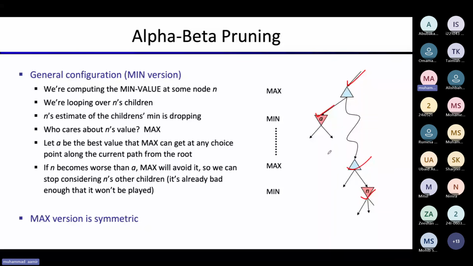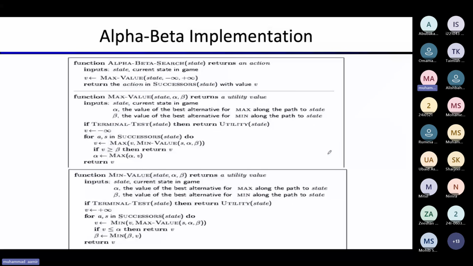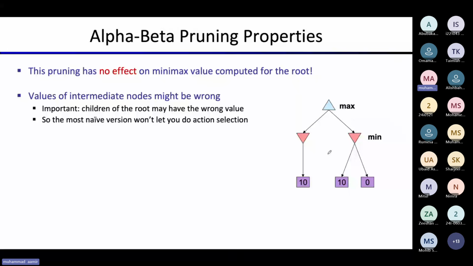This is the algorithm of alpha beta pruning. We have seen the Minimax algorithm in previous slides. So this is for the alpha beta, and this is its implementation. The property of alpha beta is that this pruning has no effect on min-max values. You have experienced this in the previous example. Min-max was giving us the final value 3. Alpha beta was also giving us the final value 3.